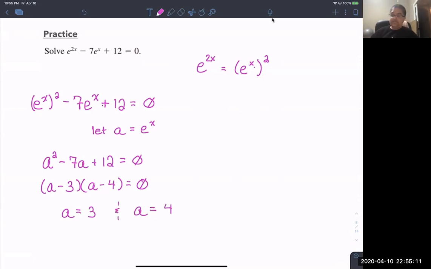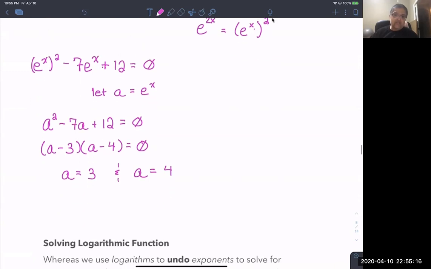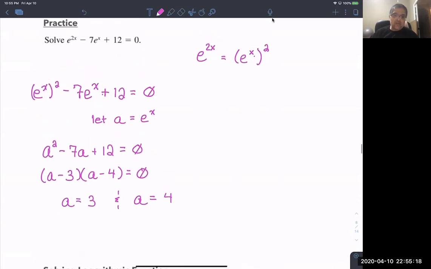But there's a problem. I solved this equation for a, but that wasn't my objective. My objective was to solve for x. But I know a is e to the x, so that means I go back and replace a with e to the x, and these are two mini exponential equations. So how do I do this? How do I solve for x here?